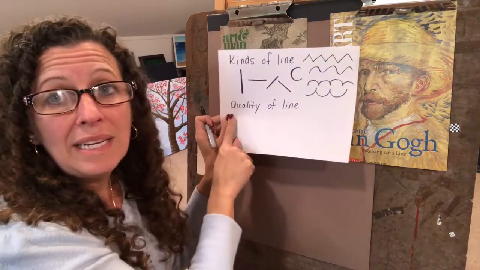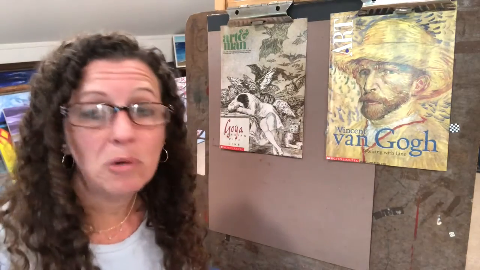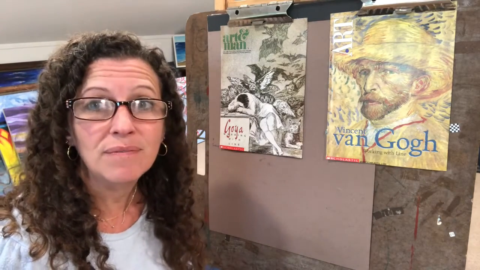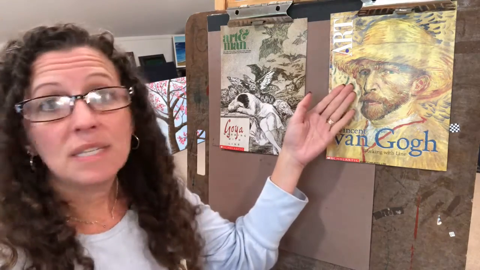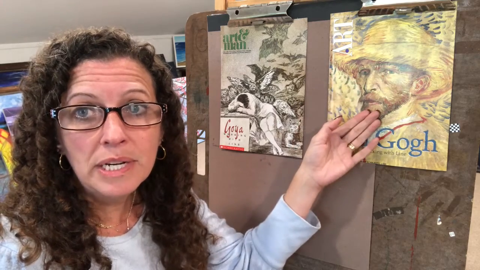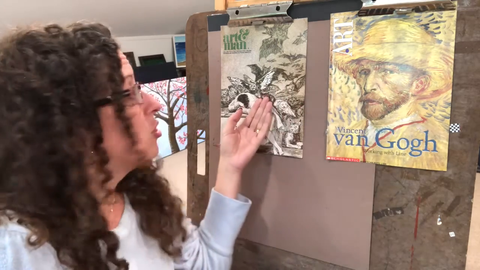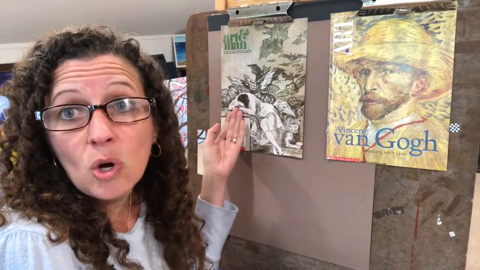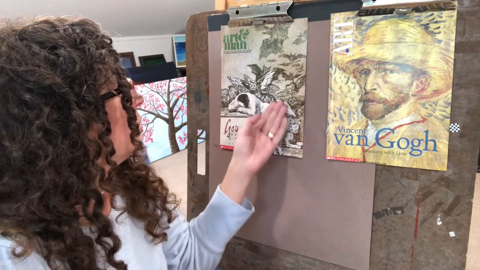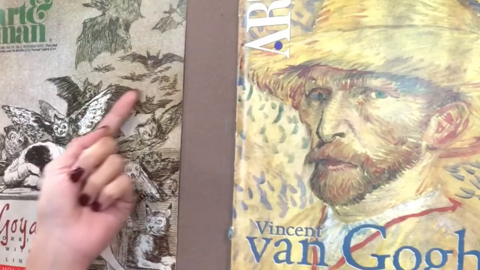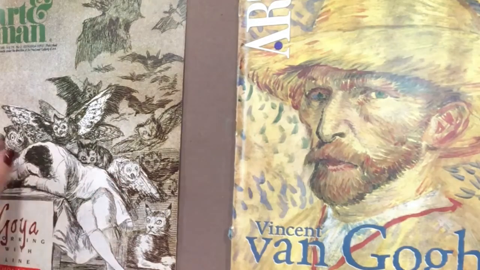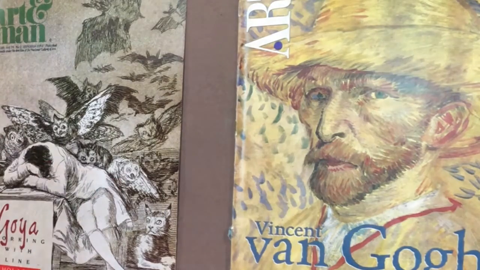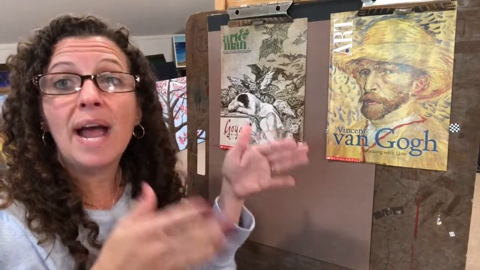Now, quality of line. Quality of line is the purpose of our lesson for today, and that is very, very different. So whether you are looking at an artist like Vincent van Gogh and his self-portrait here, or whether you're looking at Spanish painter Francisco de Goya, whose work is here, their lines and their quality of line is very different. It is very varied. Varied means different, showing a variety, right?